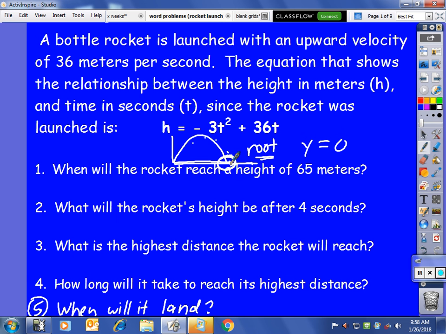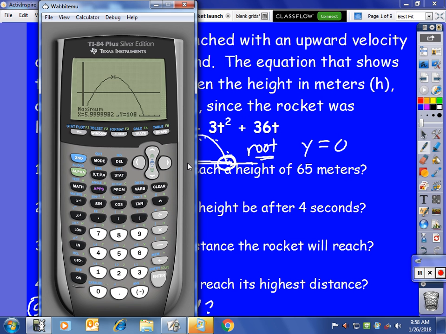How long is it going to be in the air? How long will it take to land? The time until it lands. That's all asking about a root. How do I do that? Y equals 0. And then I calculate where they intersect.